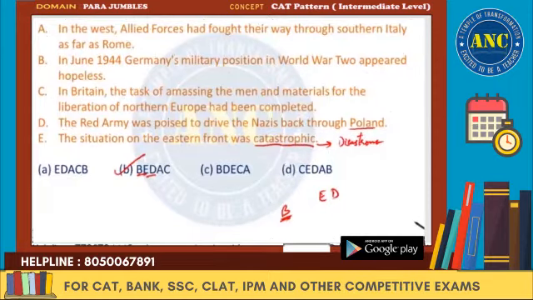We have another option which is similar. It says DE. Let's look at DE. The Red Army was poised to drive the Nazis back through Poland. The situation on the Eastern Front was catastrophic. You would first want to say it was bad and then explain why it was bad, rather than saying this is what is happening and then that the situation was bad. If you already know D, then E is sort of redundant. There is no need for E after D, because you already know that these guys are driving Nazis back through Poland, so it is bad. Instead, if you first introduce a topic by saying it is bad and then say this is why it is bad, that would make more sense. So ED would make sense over DE.